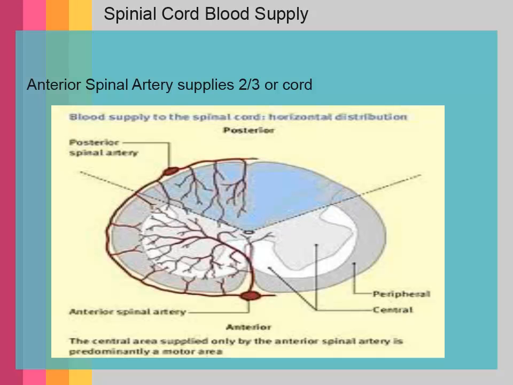In regards to vascular supply to the spinal cord, the anterior two-thirds of the cord are supplied by the anterior spinal artery, whereas the posterior spinal artery only covers about one-third of the spinal cord.